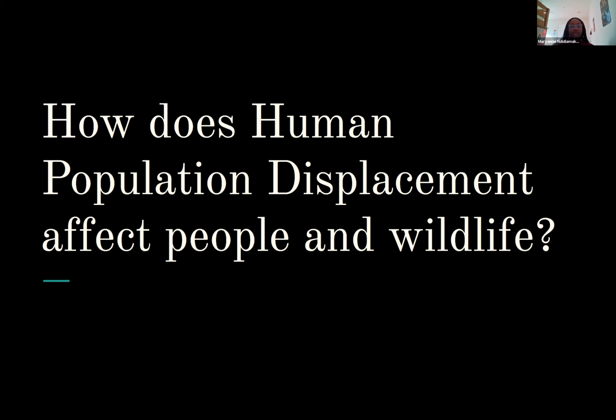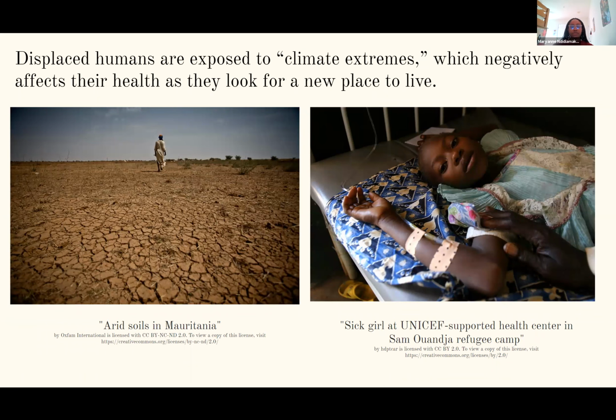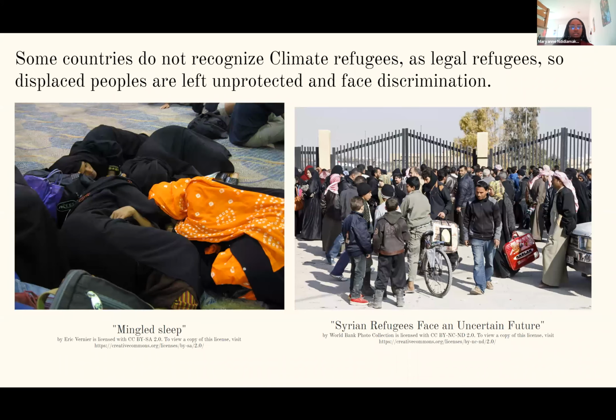So the question becomes, how does human population displacement affect people and wildlife? Displaced humans are exposed to climate extremes, which negatively affects their health as they look for a new place to live. This often leads them to be more susceptible to infectious diseases such as malaria, but it also affects them psychologically, as these refugees are also more susceptible to being psychologically distressed, and of having other mental illnesses. Some countries do not actually recognize climate refugees as legal refugees, so displaced peoples are left unprotected and face discrimination.